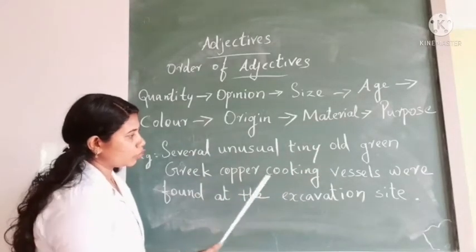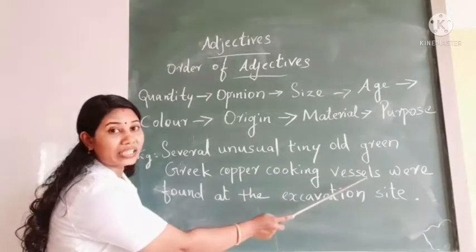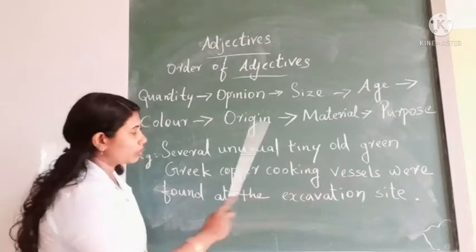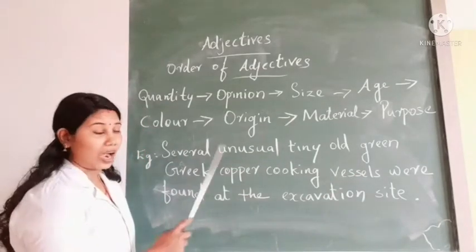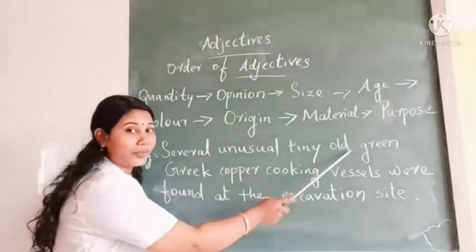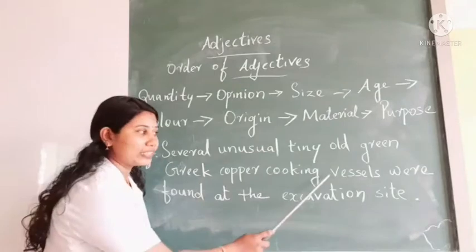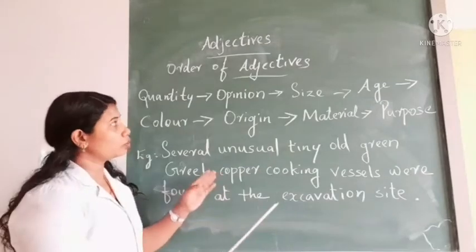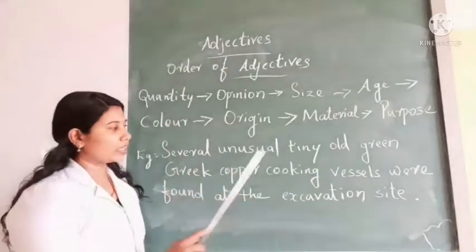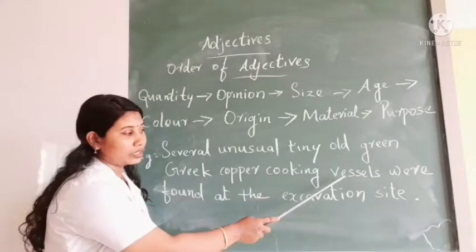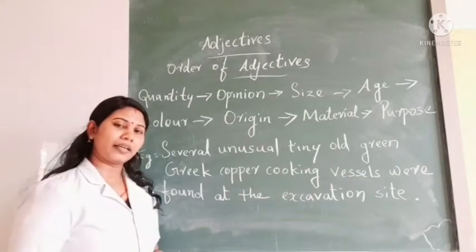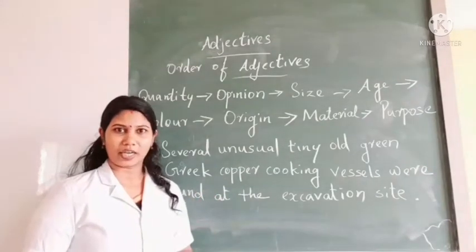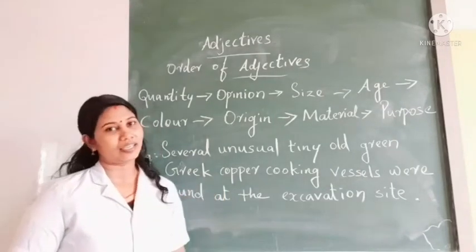These are the words which we use to describe this vessel. What is the noun? Vessels. We described the vessels with these adjectives. Several, unusual, tiny, old, green, Greek, copper cooking vessels were found at the excavation site. So here we used all these adjectives to describe this noun, vessels. Then according to our example, that means the big red plastic ball, what is the order? According to this order, how can we write that?